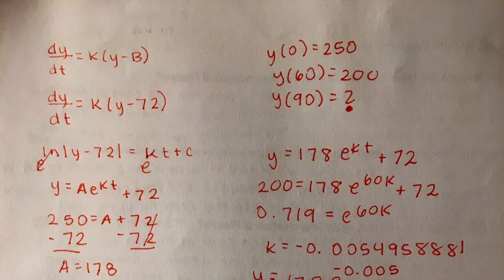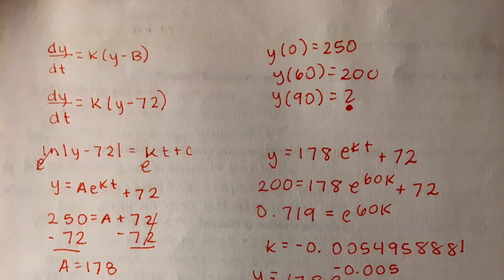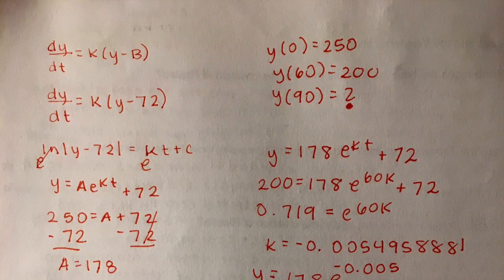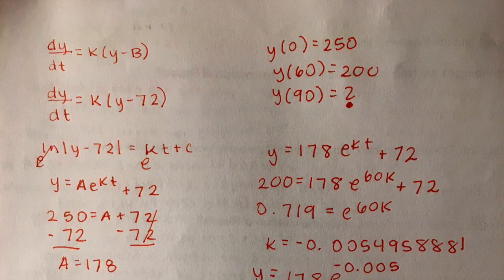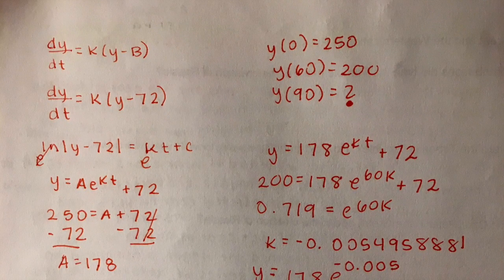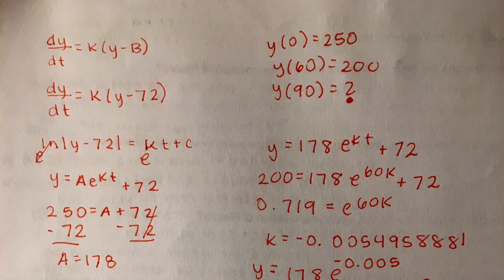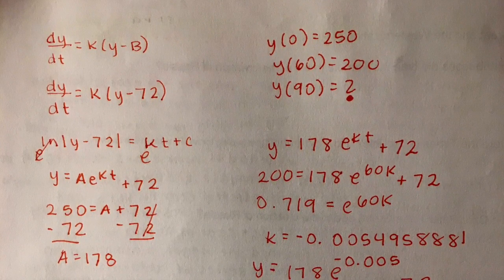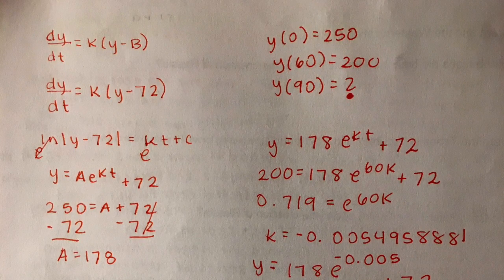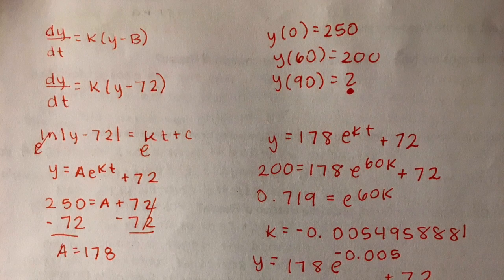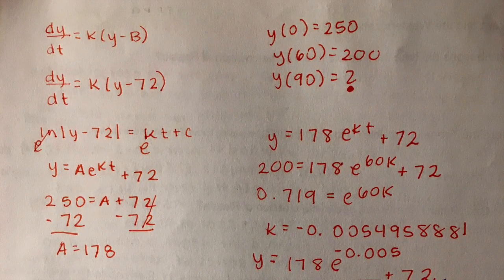Okay, so you're going to use the basic Newton's law differential equation of heating and cooling, which is dy/dt = k(y - b). And we know that the constant temperature in the room is 72 degrees Fahrenheit, so that's going to take the place of our b. And then we're just going to solve for y as we did in the previous problem, from Calculus AB. And when you solve for y, you get y = Ae^(kt) + 72.